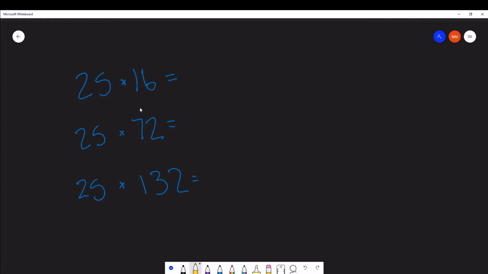To multiply any number by 25, you must take your number, divide it by 4, and then multiply it by 100. Let's see this trick in action. So 25 times 16. First we divide 16 by 4, so that gets us 4. And then we multiply it by 100, and that's the same thing as just adding 2 zeros. And that's pretty much it. 25 times 16 is 400.